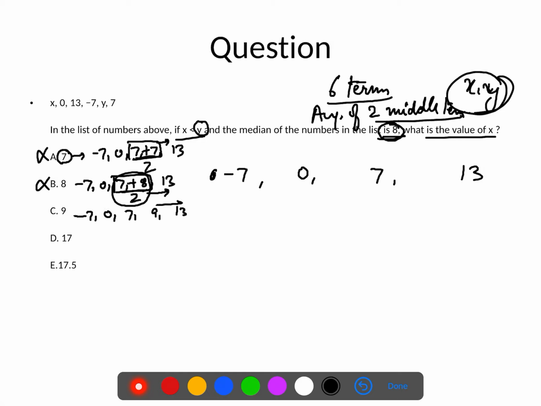Third option: 7, 9, 13. Again, y will be after 9. y is bigger than x. So the average of the two middle terms, is it equal to 8? Yes. This will give me median 8. So just plug in the values and see if we can get 8 as the median or not. That's all we need to do.